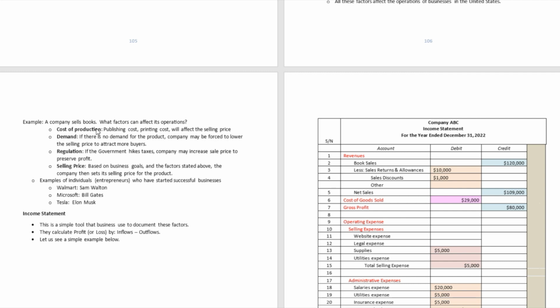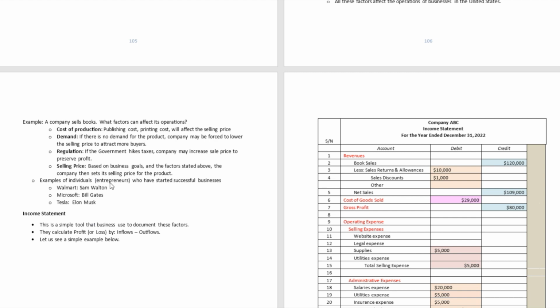Well, factors like the cost of production, publishing cost, and printing cost will definitely affect the selling price. What about demand? If there is no demand for the product, the company may be forced to lower the selling price to attract more buyers. Regulation: if the government hikes taxes, the company may increase the sale price to preserve profit. What about the selling price as well? Based on business goals and the factors talked about, the company then sets its selling price for the product.